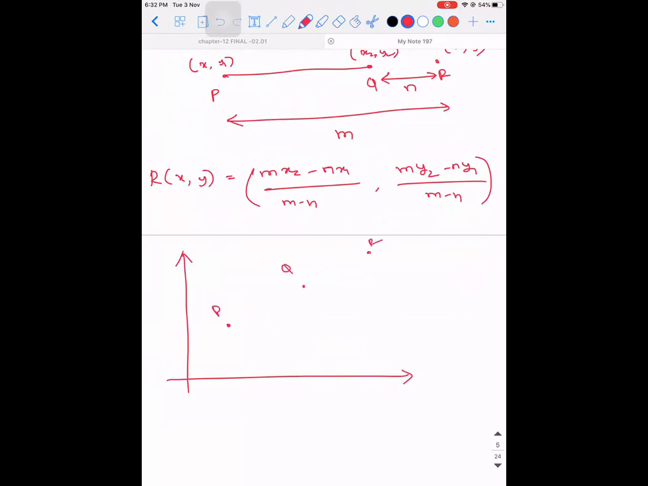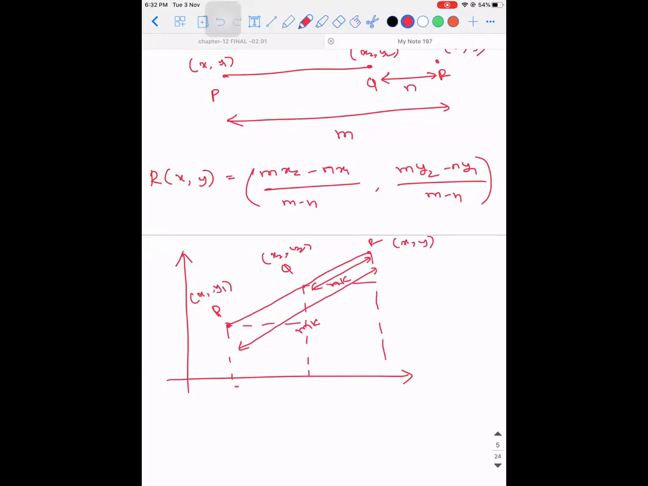So PQR is there, right? So P, if I take it as X1 comma Y1, Q is X2 comma Y2, R is X comma Y. So from P to R, what have I taken? M is taken, right? So from P to R, it is MK, and Q to R, it is NK. In a similar way, I'm dropping perpendiculars. From here also, I'm dropping perpendiculars. Is it clear till this step?